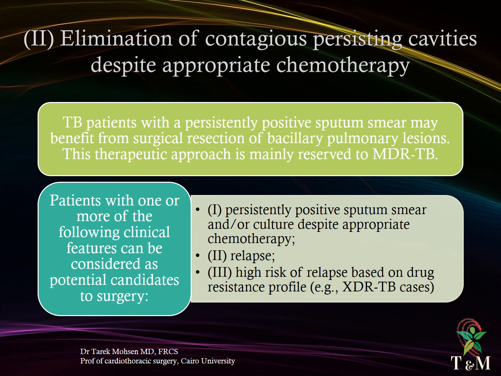Elimination of contagious persisting cavities despite appropriate chemotherapy: TB patients with a persistent positive sputum smear may benefit from surgical resection of bacillary pulmonary lesions. This therapeutic option is mainly reserved for multi-drug resistant tuberculosis. Patients with one or more of the following clinical features can be considered potential candidates for surgery: persistent positive smear test and/or culture despite appropriate chemotherapy, relapses, and high risk of relapse based on drug-resistant profile.